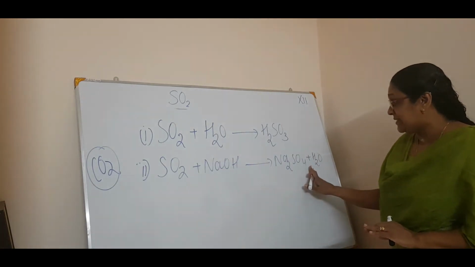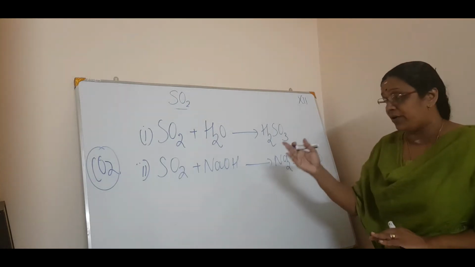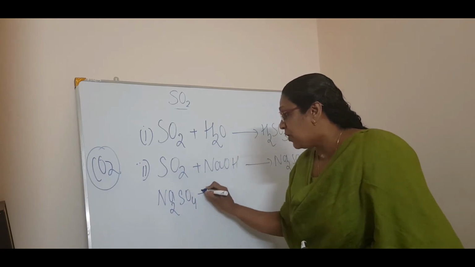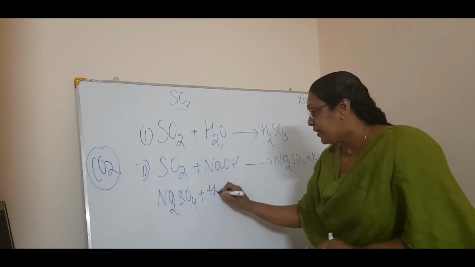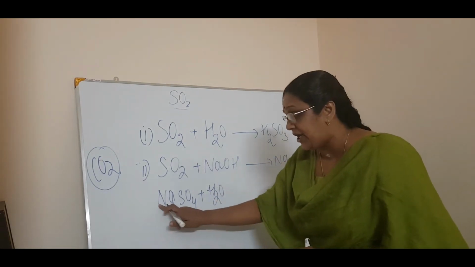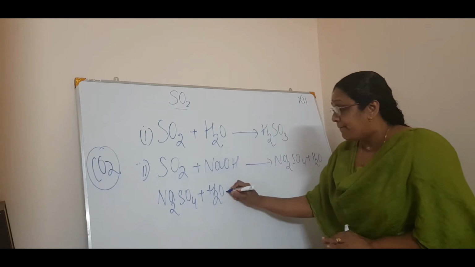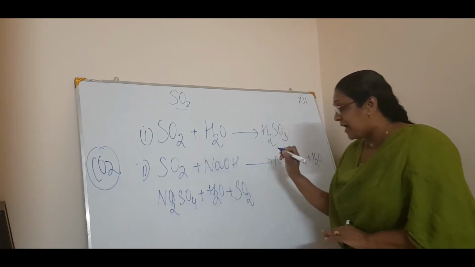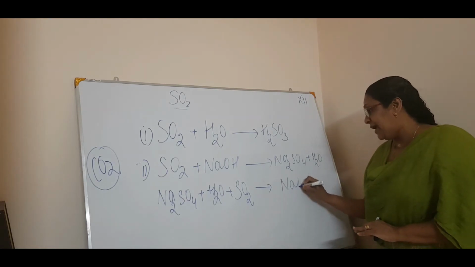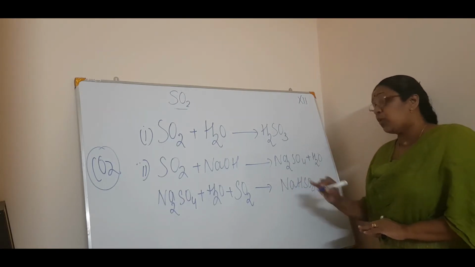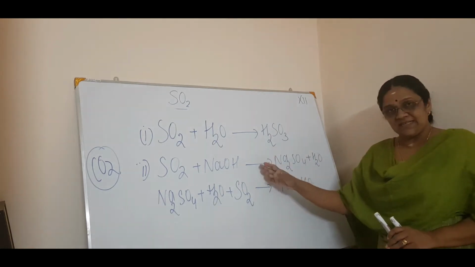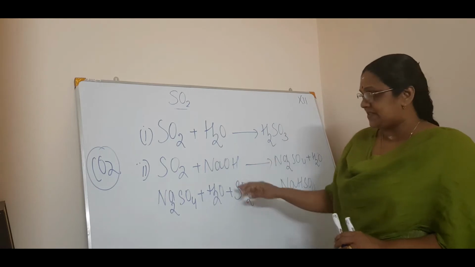Now, this reaction carries on. You got Na2SO4, the salt plus water, as the product. That product I am writing here: Na2SO4 plus H2O, and on passing more sulfur dioxide into it, it will form NaHSO4, that is sodium bisulfate. You have to balance it, that is up to you. I am just writing the equations, that's all.